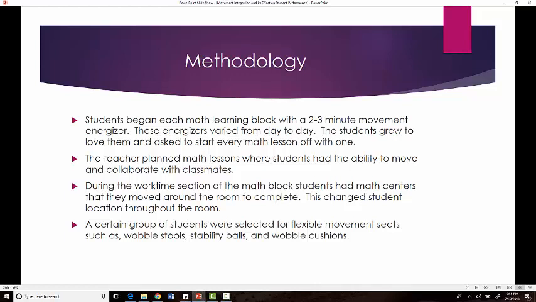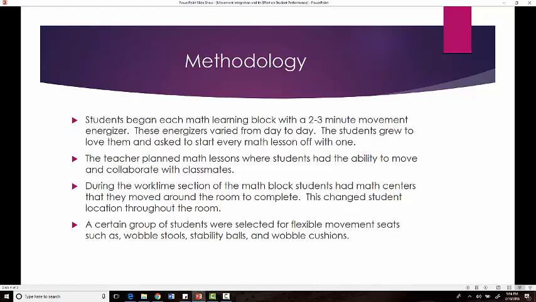Students began each math learning block every single day with a 2 to 3 minute movement energizer. These energizers varied from day to day. The students actually grew to love them, and they asked to start every math lesson with one.